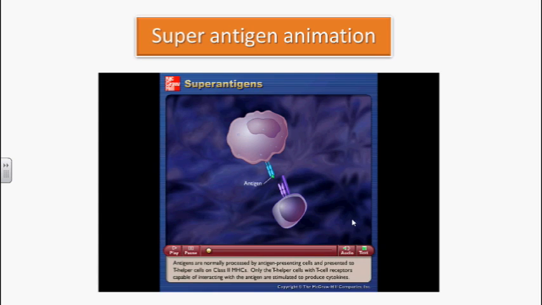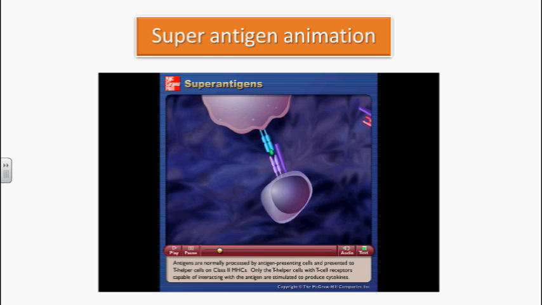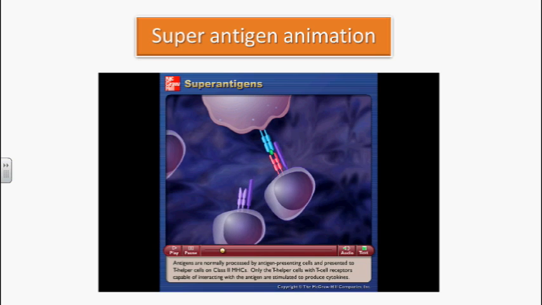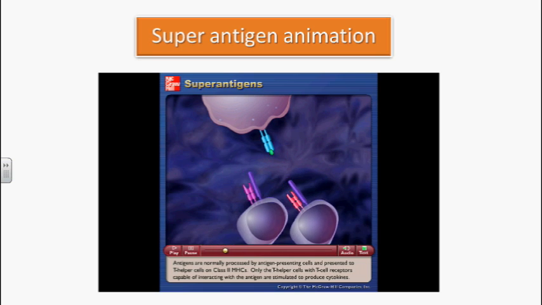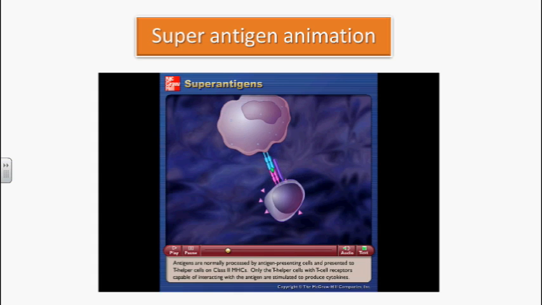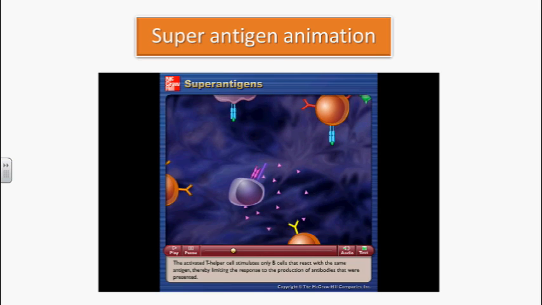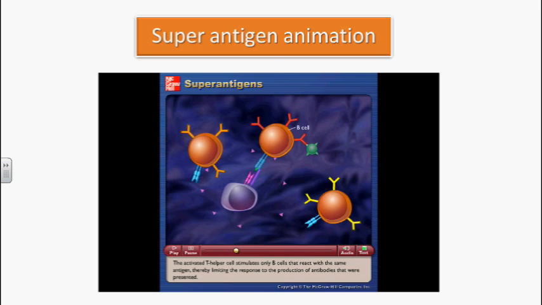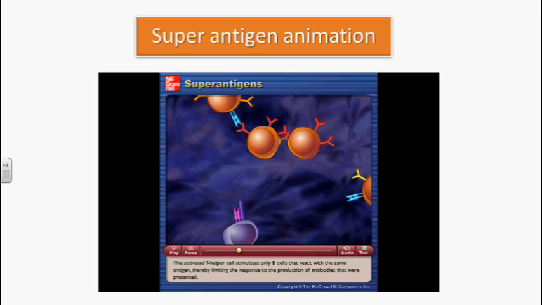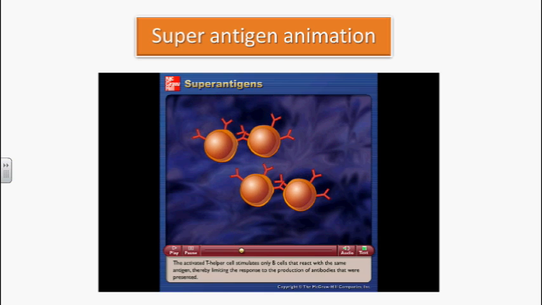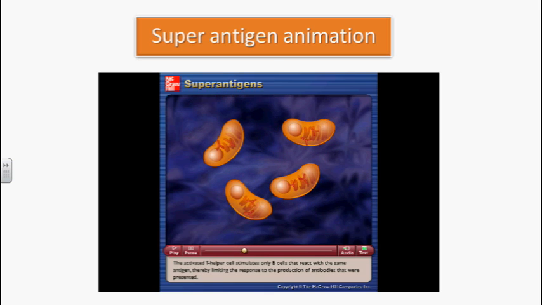Antigens are normally processed by antigen-presenting cells and presented to T helper cells on class II MHCs. Only the T helper cells with T cell receptors capable of interacting with the antigen are stimulated to produce cytokines. The activated T helper cell stimulates only B cells that react with the same antigen, thereby limiting the response to the production of antibodies that were presented.